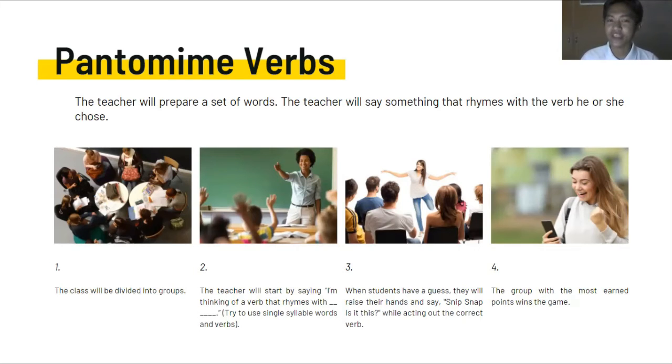So, for example, if the teacher says, "I'm thinking of a verb that rhymes with mug," the students will raise their hand, say "Snip snap, is it this?" and act out the verb, which is jug. After they do the action, they will say the verb for clarification. And the group that has the most earned points wins the game.